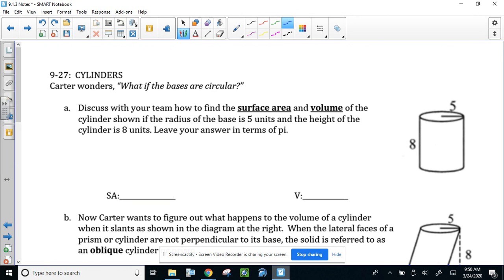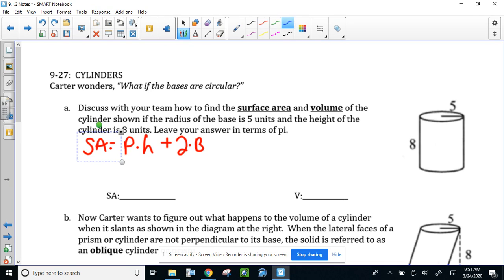But if we add more and more sides, our base becomes more and more difficult to distinguish between one side and the other. So it becomes more and more circular looking. So really, if we have a circular base, there's no difference in calculating our surface area and volume. So just like we did before, our surface area is going to be our perimeter times our height plus 2 times our base area.